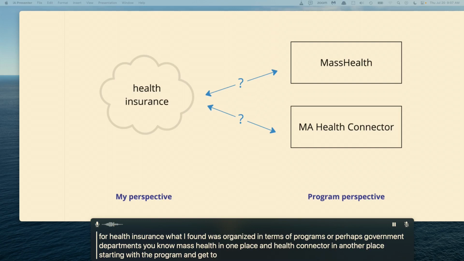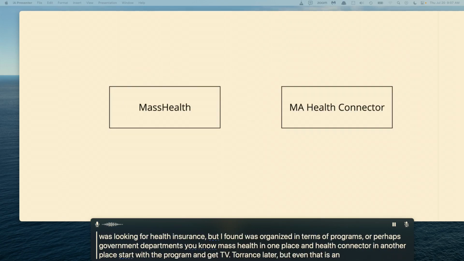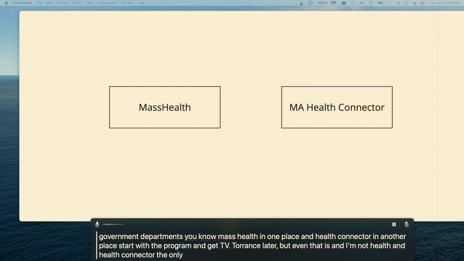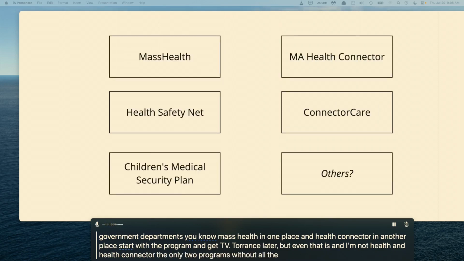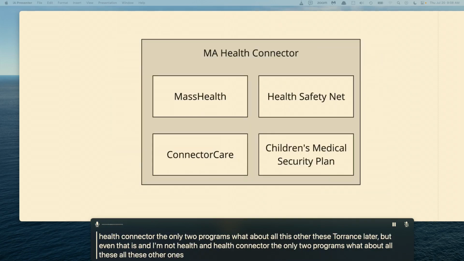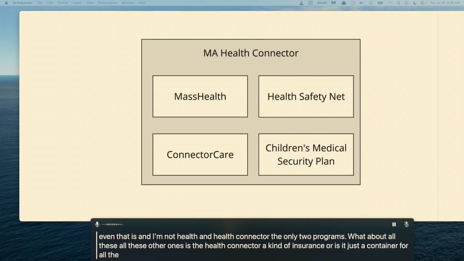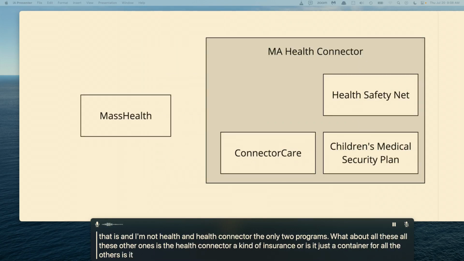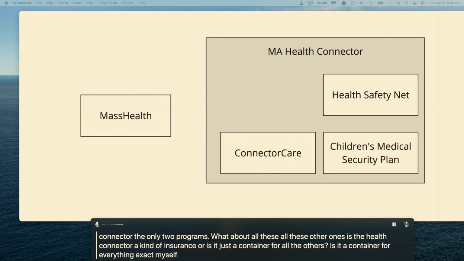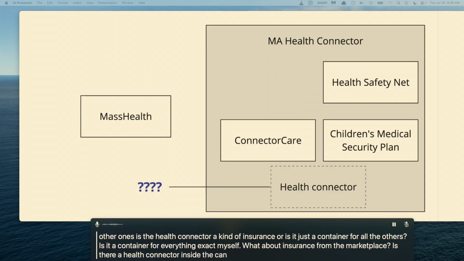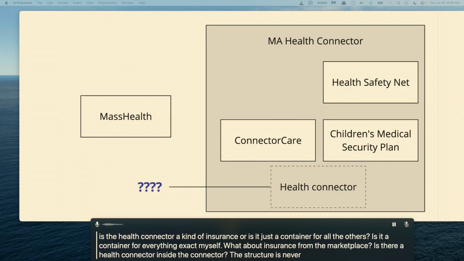But even that is ambiguous. Are Mass Health and Health Connector the only two programs? What about all these other ones? Is the Health Connector a kind of insurance, or is it just a container for all the others? Is it a container for everything except Mass Health? What about insurance from the marketplace? Is there a Health Connector inside the Health Connector? The structure is never really clear.